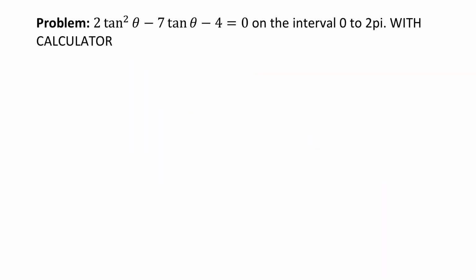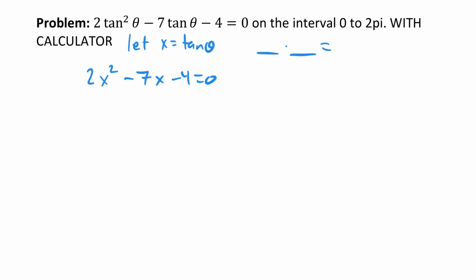All right, let's try this one. We have 2 tan squared theta minus 7 tan theta minus 4 equals 0. Well, again, we could do our little trick. Let x equal tan theta. So 2x squared minus 7x minus 4 equals 0. Looking for two numbers that multiply to give negative 8, add to give negative 7.